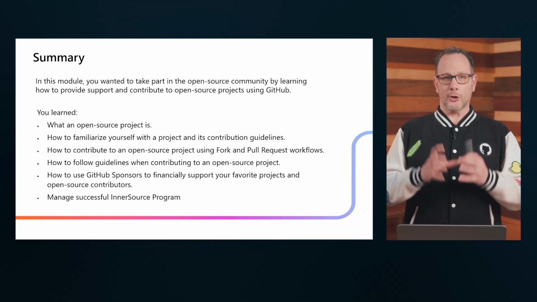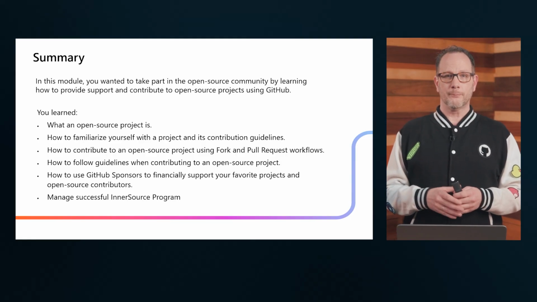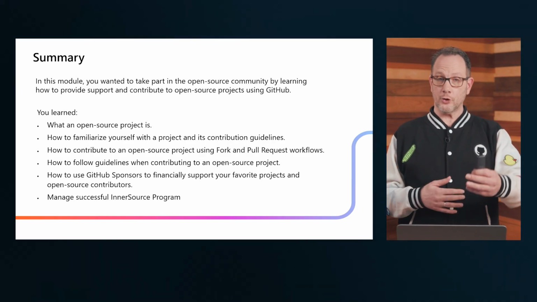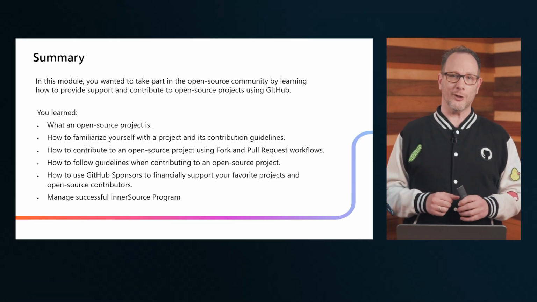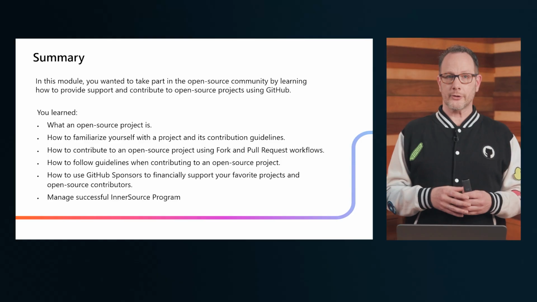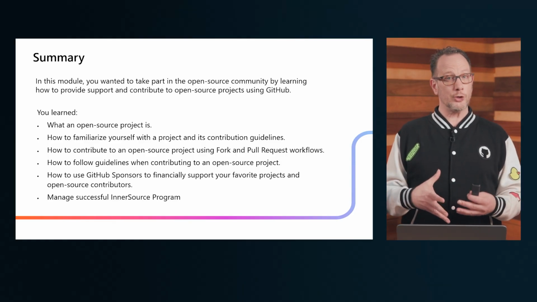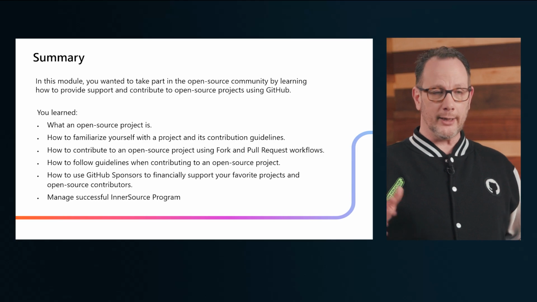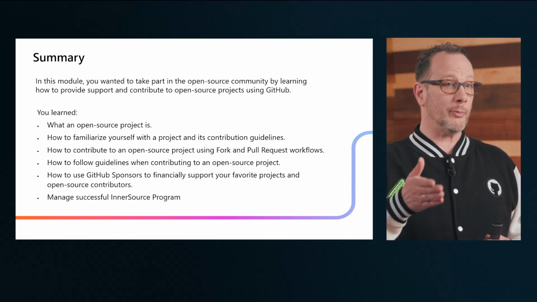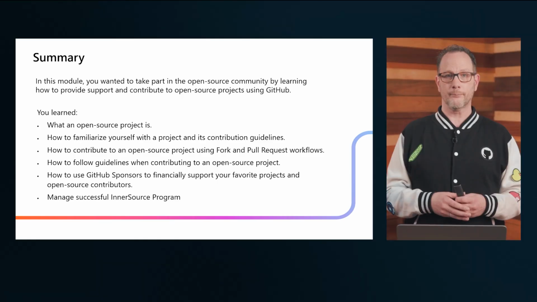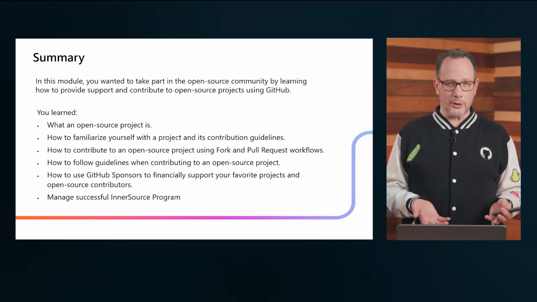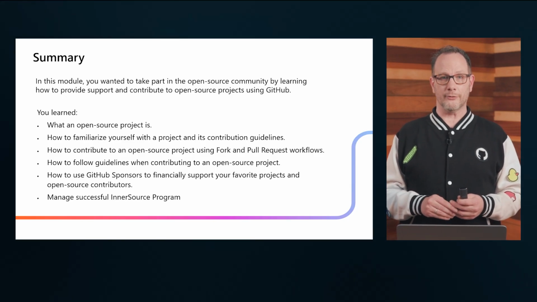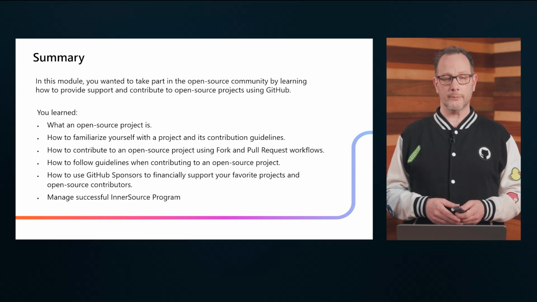To wrap it up, you've learned the core building blocks of contributing to open source. You now understand what open source projects are, how to explore their structure, and how to start contributing using that fork and pull request workflow. You've also seen how effective guidelines, technical and social, ensure that contributions are clean, respectful, and aligned with the project's goals. We also looked at GitHub Sponsors and InnerSource programs, which expand your contribution opportunities beyond code alone. So whether you're helping maintain an internal library or supporting a global open source project, these skills empower you to participate more effectively in collaborative engineering ecosystems.